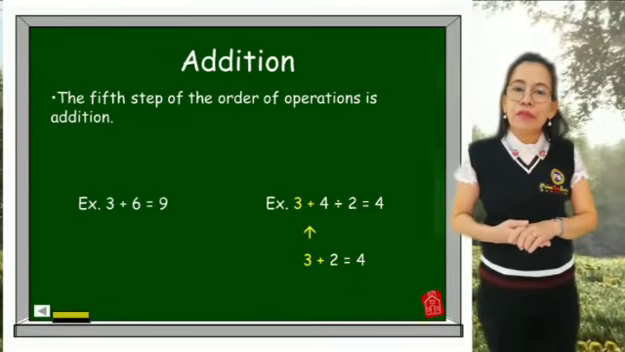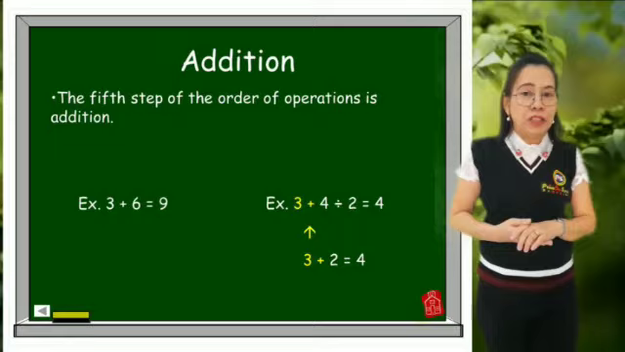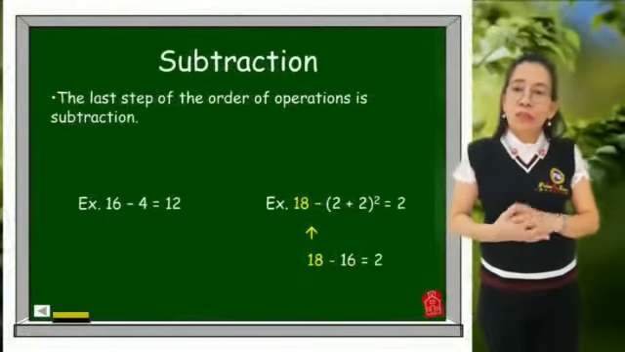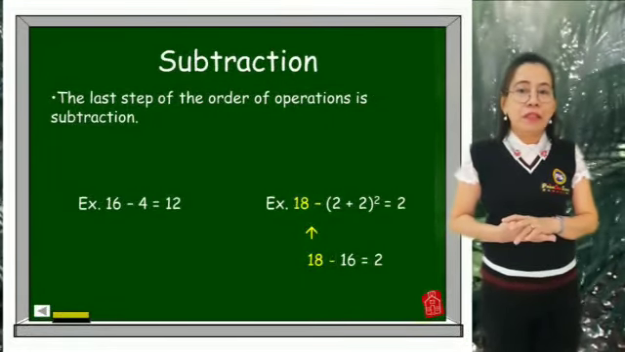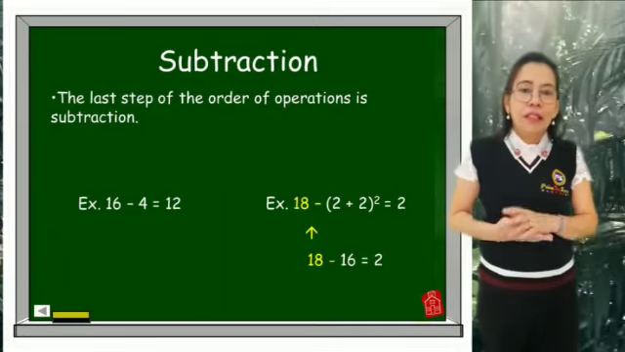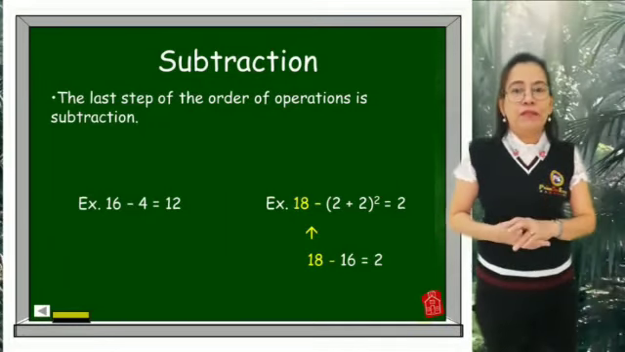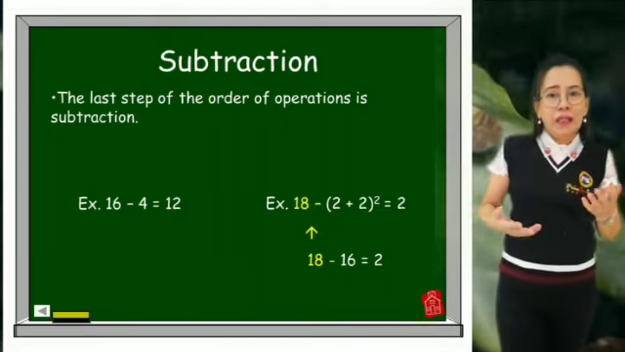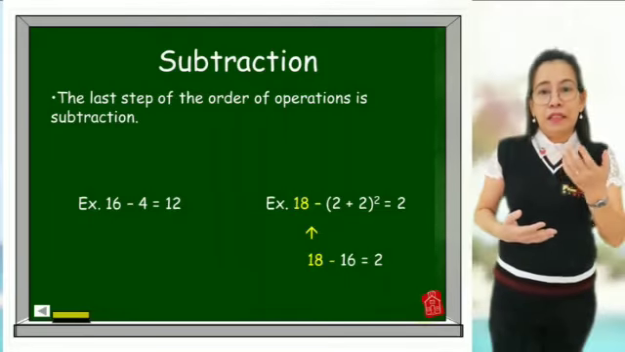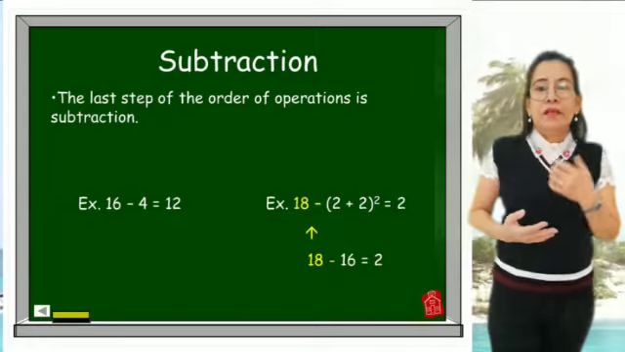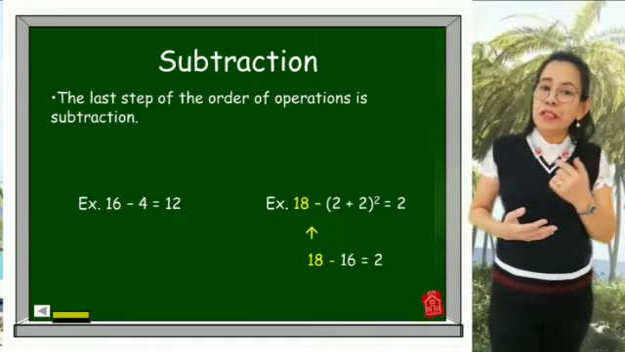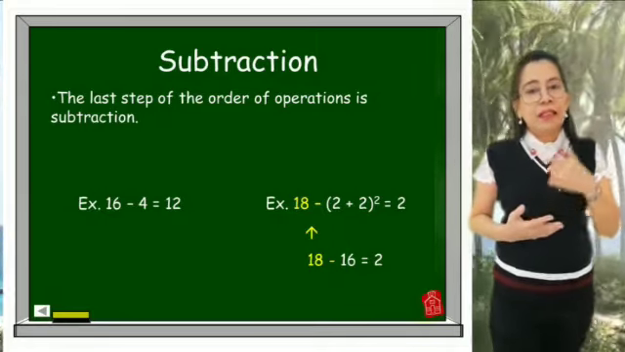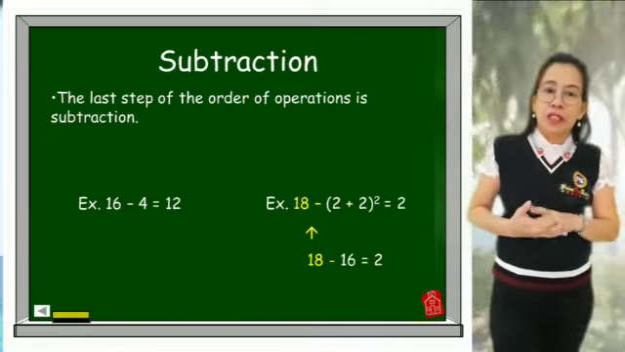The last step of the order of operations is subtraction. Subtraction is another basic fundamental operation in math. Let's say 16 minus 4 is 12. And if there is another component, we again apply the PEMDAS. Let's say there is parentheses, there is exponent. So we do first inside the parentheses, and then exponent, and then the last is subtraction.